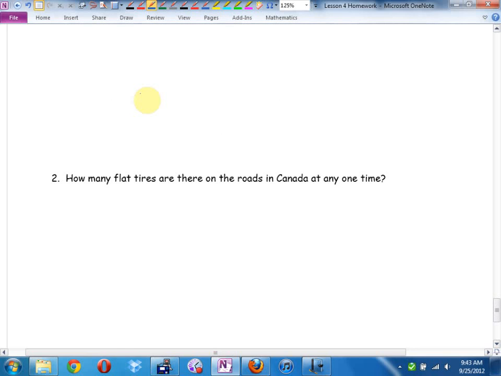Second one, how many flat tires do you think there are on the roads in Canada at any one time? And again, give me a backup, defend your argument, reason, convince me. Okay.